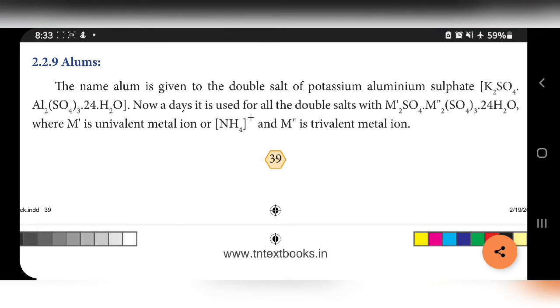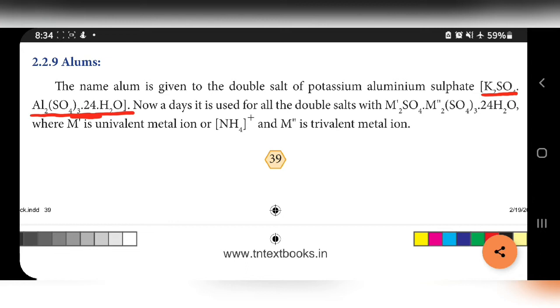The name alum is given to the double salt of potassium aluminum sulfate, that is K2SO4 Al2(SO4)3 24H2O. The name alum is given to the double salt. The name itself contains the reason. Double salt means 2 salts, potassium sulfate and aluminum sulfate. The formula of potassium sulfate is K2SO4, aluminum sulfate is Al2(SO4)3 dot 24H2O.